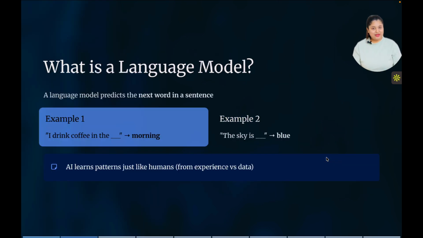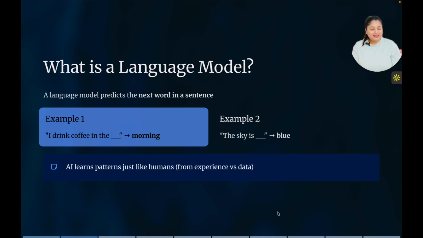Let's start from the basics. A language model is simply a system that tries to predict the next word in a sentence. That's it. Sounds simple, right? Let's understand this with an example. If I say, "I drink coffee in the," what comes to your mind? Morning? That's right, because you have seen this pattern every day many times. So AI works in a similar way.